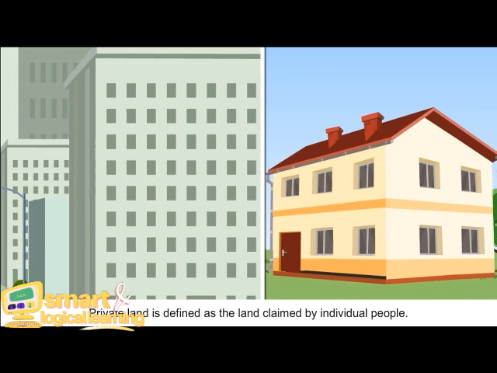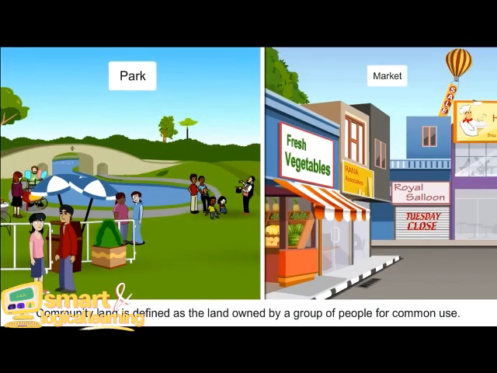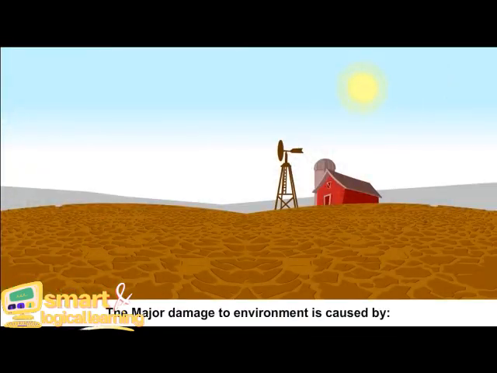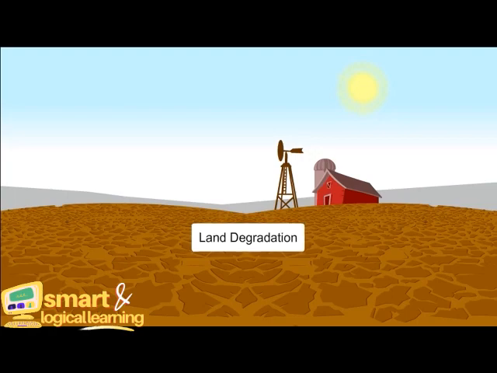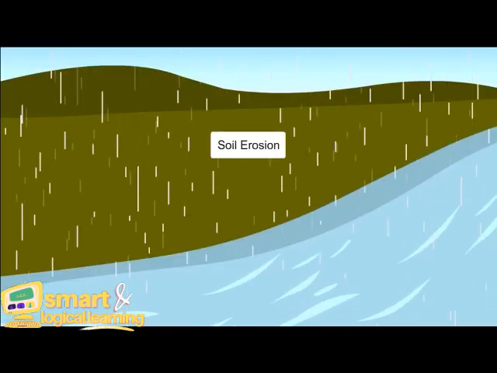On the basis of ownership, land can be classified into: private land, which is defined as the land claimed by individual people. Example, flat, bungalow. Community land is defined as the land owned by a group of people for common use. Example, parks, markets.